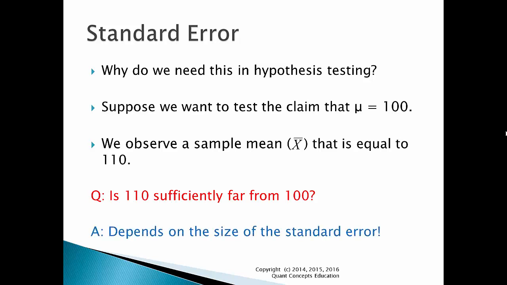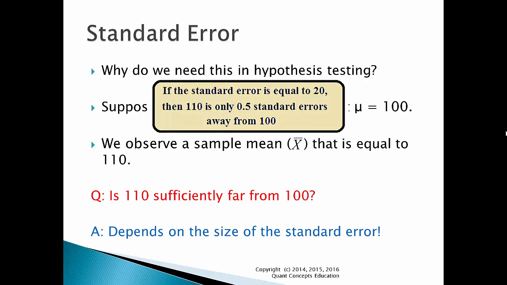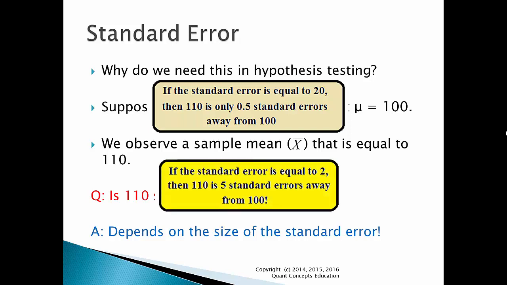Well, this depends on the size of the standard error. The standard error is a standard unit of measure of the variation in sample means. If the standard error is equal to 20, then 110 is only half a standard error away from 100. This means that the sample mean is relatively close to 100, and that the population mean is likely to be equal to 100. If the standard error is equal to 2, then 110 is 5 standard errors away from 100. This means that the sample mean is pretty far from 100, and that the population mean is unlikely to be equal to 100. This is actually the essence of hypothesis testing. So whether the sample mean is close to or far from the population mean all depends on the size of the standard error.